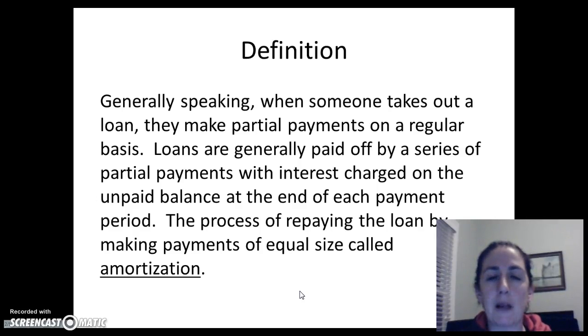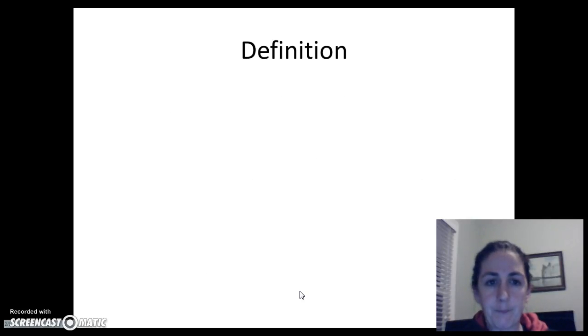Most people at some point in their life will have to take a loan out for something. Maybe you already have for student loans. Most people, when they buy a brand new car, can't pay cash, or they buy a house, they can't pay cash. So amortization is something a lot of people end up doing.